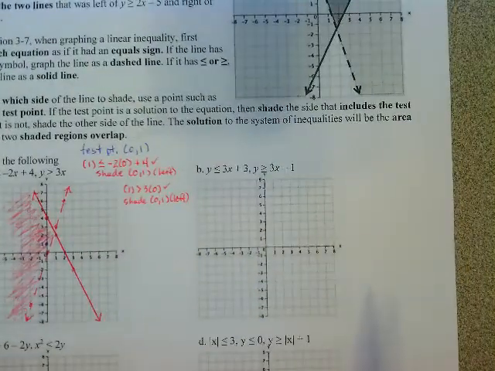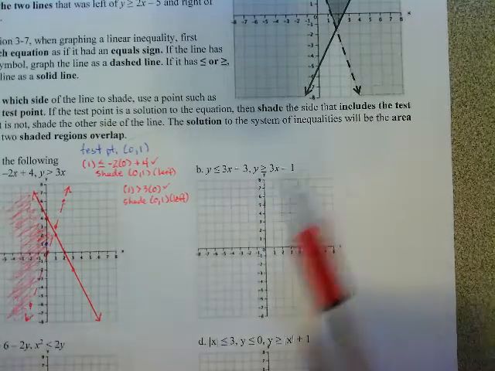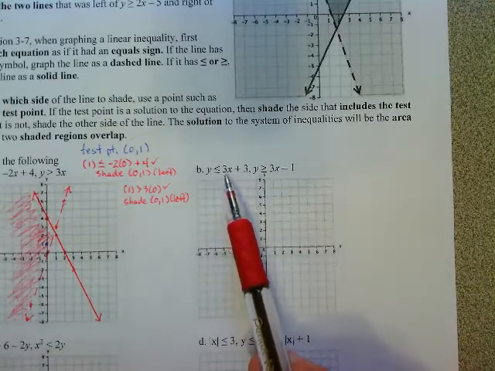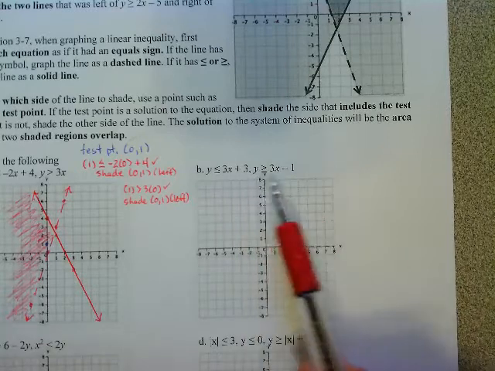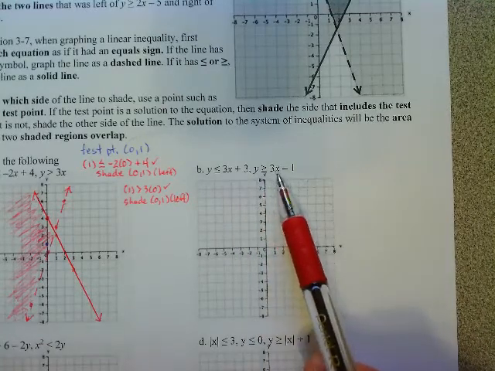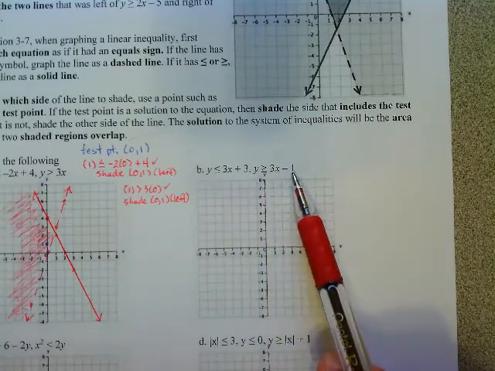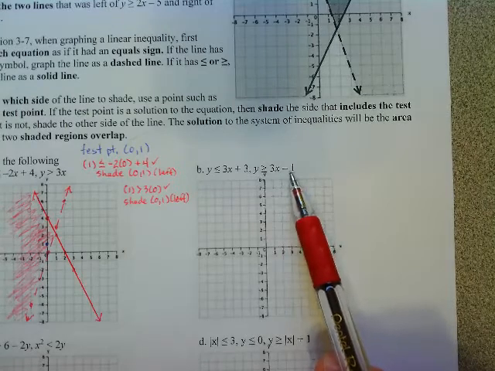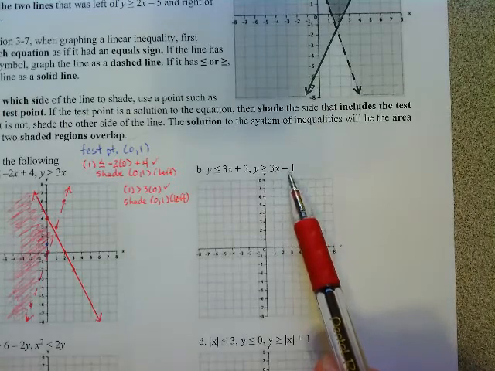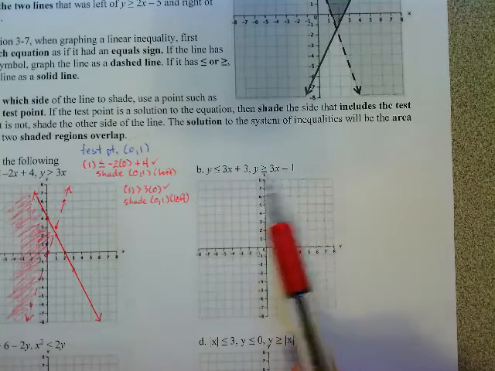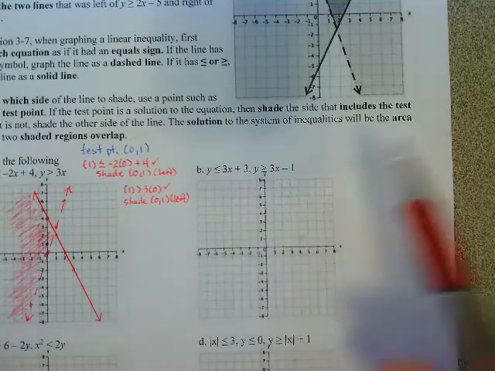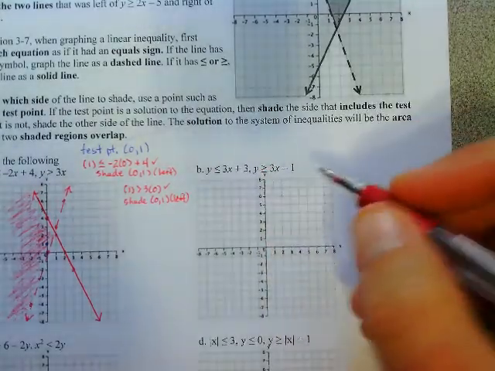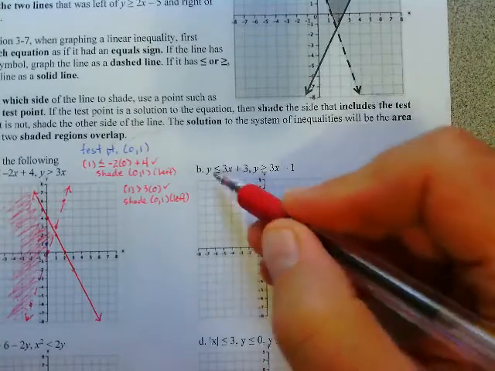Okay, let's look at a second example here. We've got y is less than or equal to 3x plus 3, and y is greater than or equal to 3x minus 1. In this case, we have two straight lines again. They do not go through the origin. So let's start off with the first one. Oh, and they're both solid lines because we have the lines underneath.